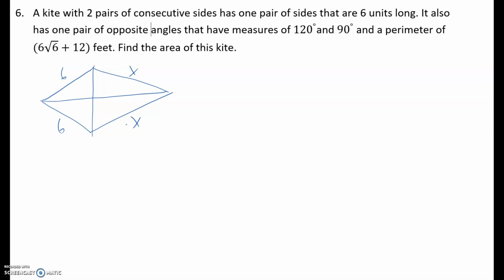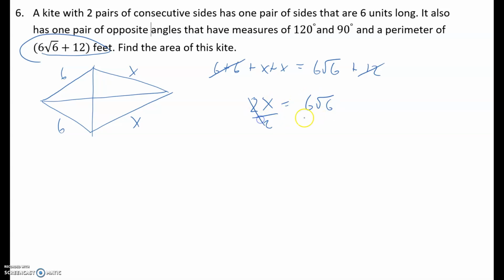So remember, the longer side is going to be paired up with the smaller angle, so to actually reach that farther distance. So in this case right here, to find that, I'm also given the perimeter is going to be this expression right there. So the perimeter is going to be 6 plus x, and that's going to be equal to that expression right there, 6 square root 6 plus 12. Here I can see that 6 plus 6 will cross off with this 12 over here, so I'll have 2x equals to 6 root 6, and I can divide through by 2 to give me 3 square root 6.